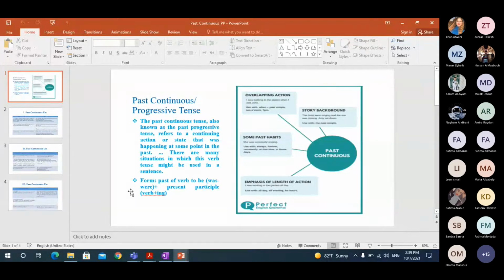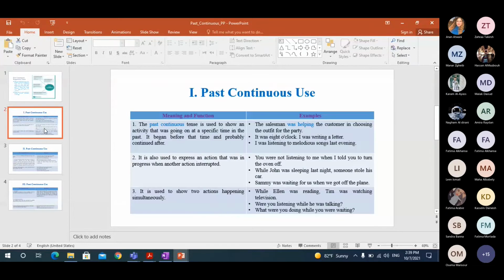Now the form of the past continuous. Okay, look here. Past of the verb to be, was or were, in addition to the present participle form of the verb, meaning verb plus ing. The meaning and function is to show an activity that was going on at a specific time in the past. It began before that time and it probably continued after. When we read the examples, the salesman was helping the customer in choosing the outfit for the party. It took the salesman some time; he doesn't help and finish directly. It needed some time.